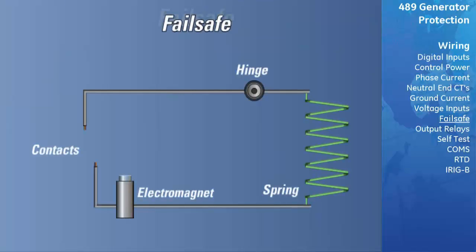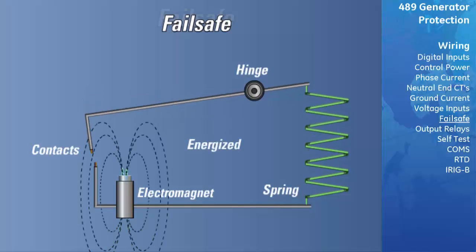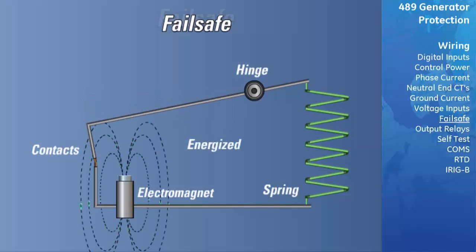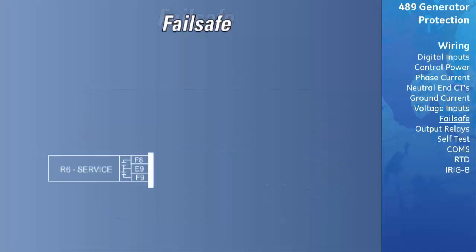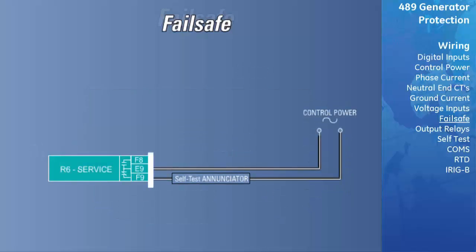Failsafe. At this time, it is appropriate to review the terms failsafe and non-failsafe. GE Multilin defines a failsafe relay as a relay that is normally energized and will de-energize when called upon to operate. It will also de-energize when the control power to the relay is lost. Within the relay, there is only one relay assigned as failsafe. This is the R6 service relay.